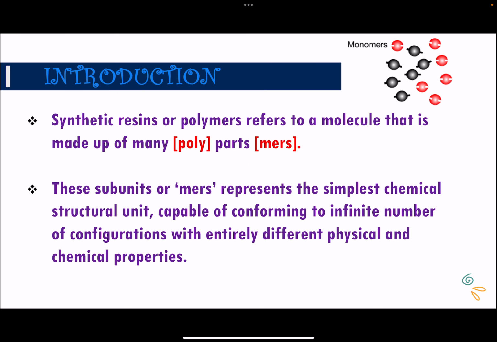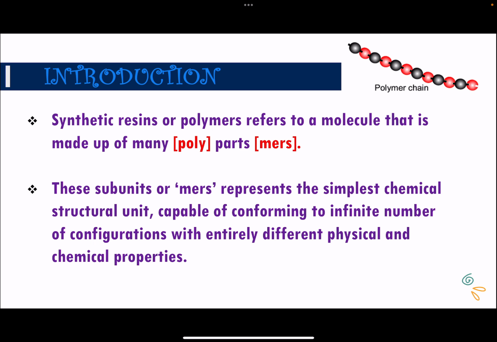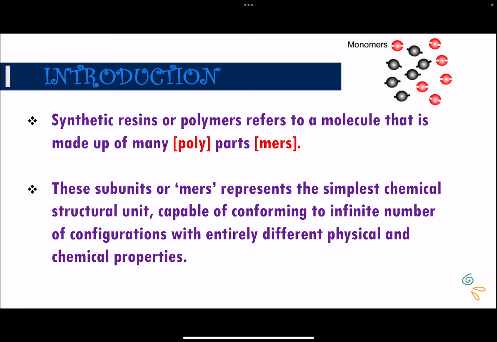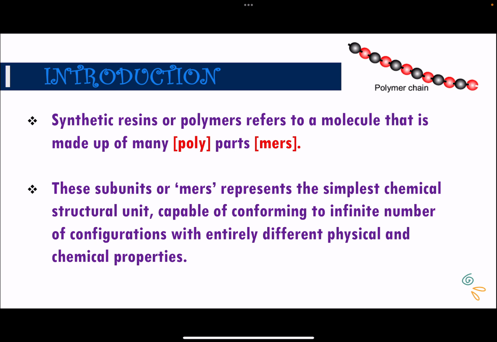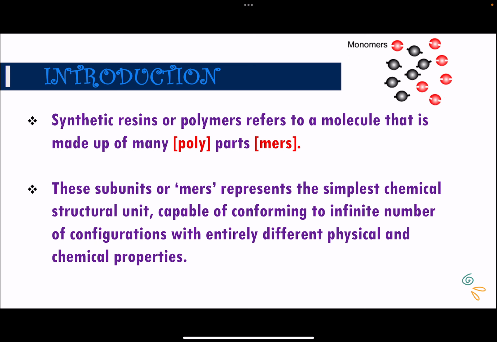Synthetic resins or polymers refer to a molecule that is made up of many, that is poly, parts, mers. These subunits or mers represent the simplest chemical structural unit capable of conforming to the infinite number of configurations with entirely different physical and chemical properties.